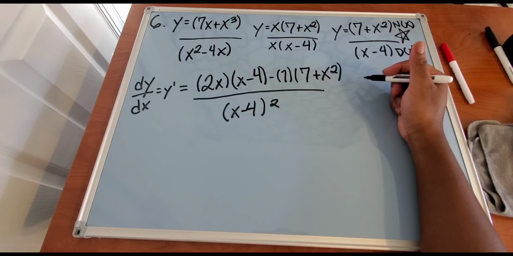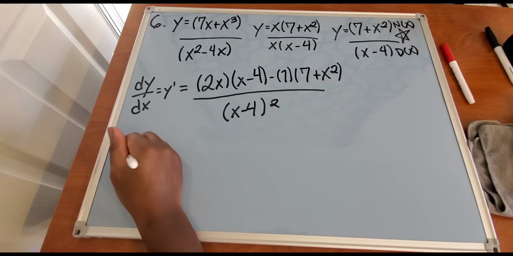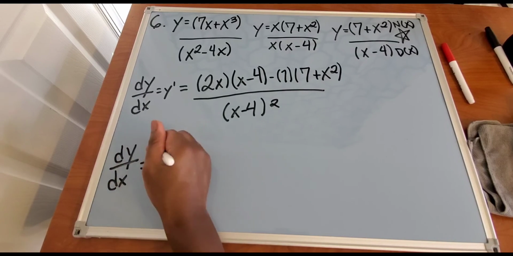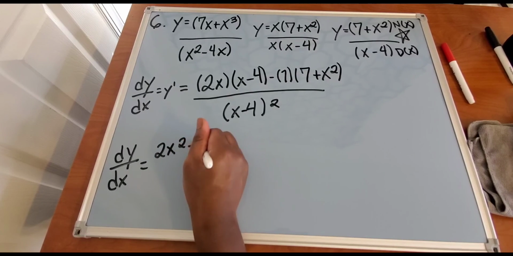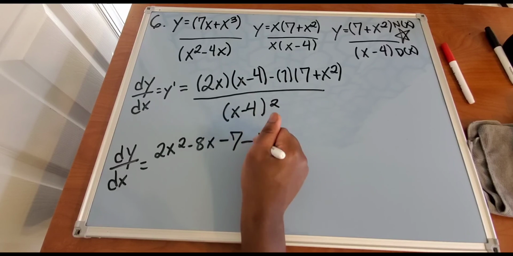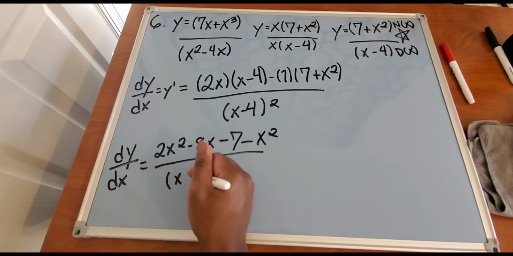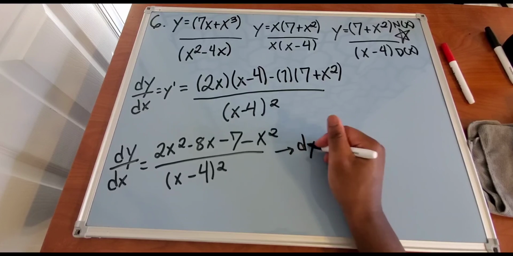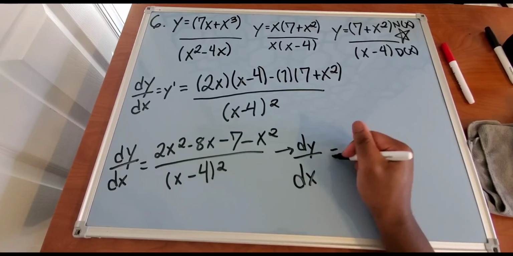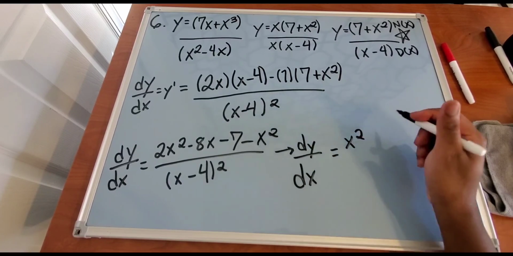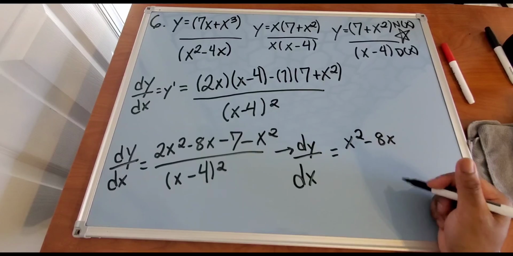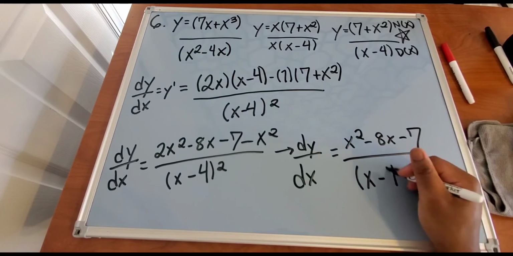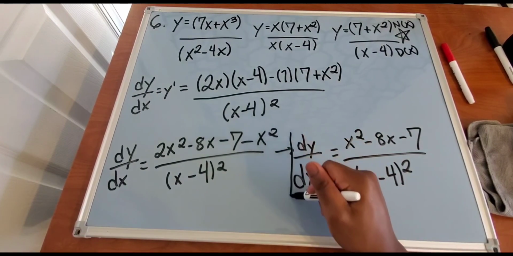So you can't pull out an x minus 4, so what we can do here is we can say that y prime, the derivative of y with respect to x, is equal to 2x squared minus 8x minus 7 minus x squared over x minus 4 squared. I just distributed out some stuff so then we can just simplify it off. This is one of those questions that doesn't take terribly long to simplify. So the derivative of y with respect to x is x squared, because 2 minus 1 is 1, minus 8x, there's no other x variable terms, minus 7, all of this over x minus 4 squared. So that is our final answer.